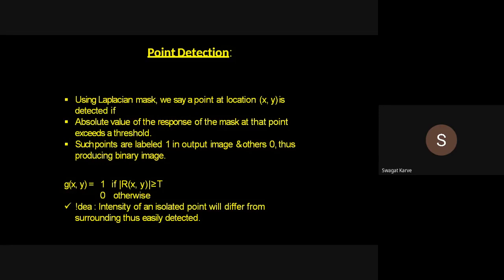Then the second application is automatic target acquisition, right? Automatic target acquisition. If you have some predefined criteria to detect some specific objects in an image, then you can go for image segmentation applications. So to detect some target in your image, you can use this image segmentation.